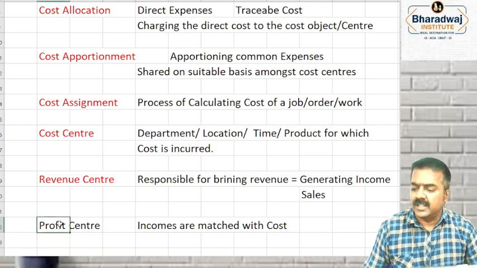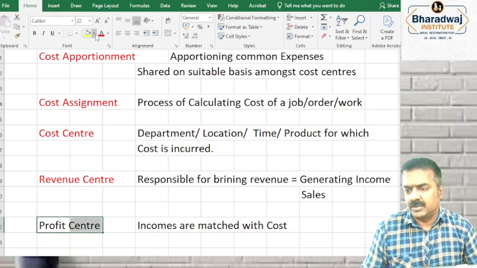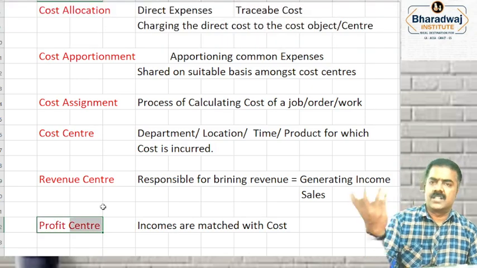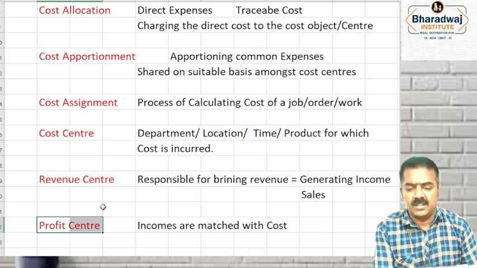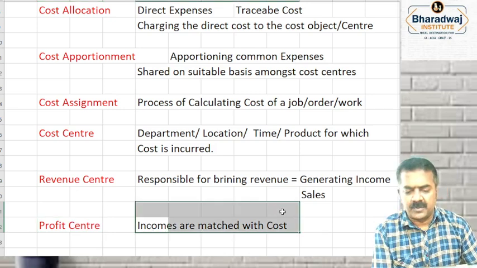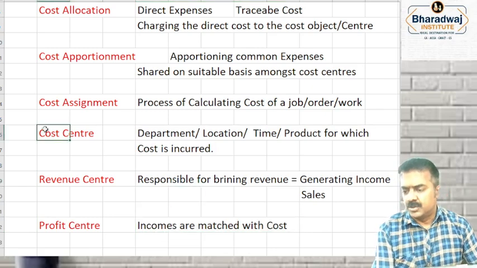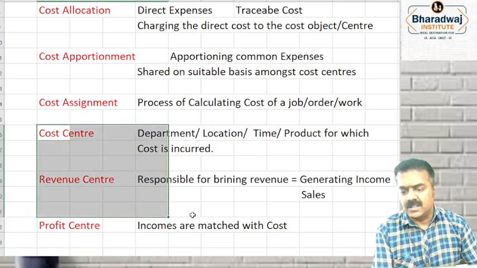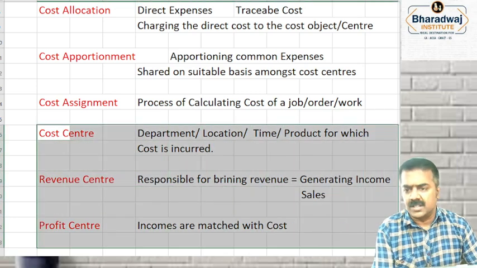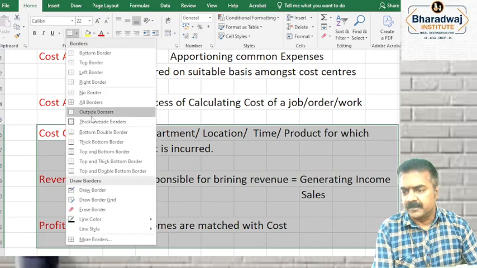Otherwise, it will have both income as well as cost. For example, branch. A branch will have income as well as what? The cost of running the branch. So they are responsible for creating which one? Profit. So cost center, revenue center, profit center, each one is a responsibility center in a company.